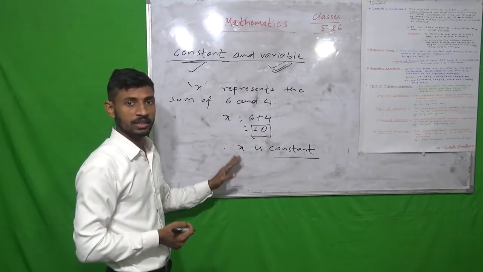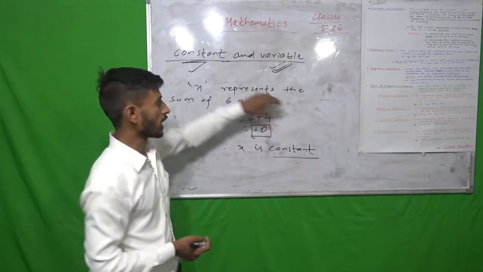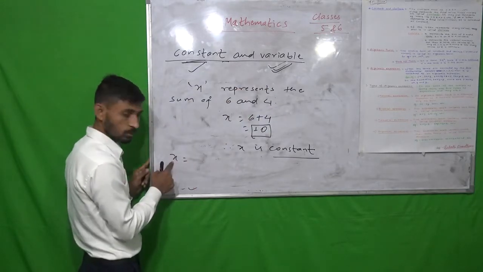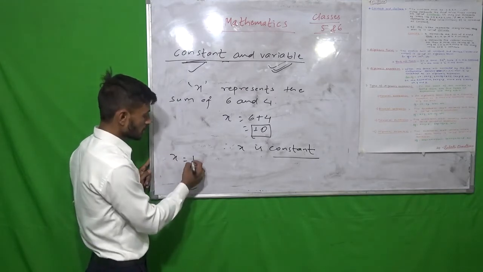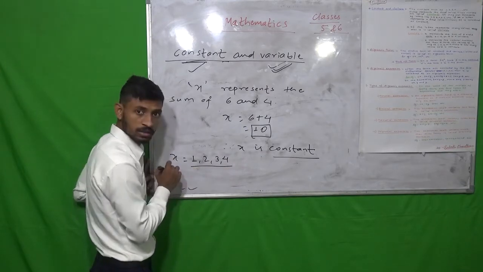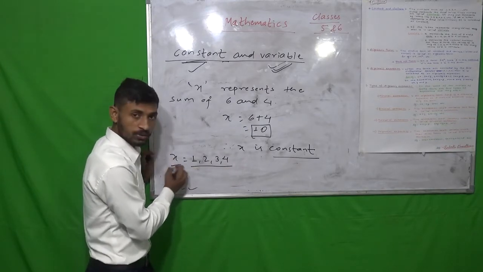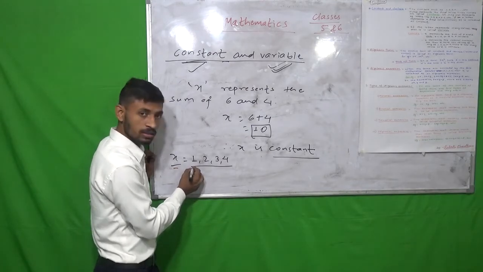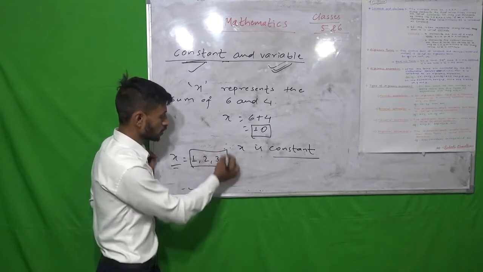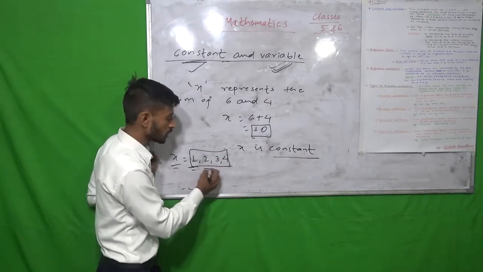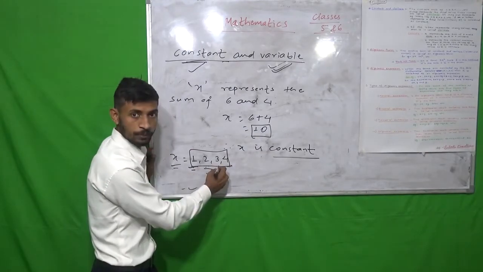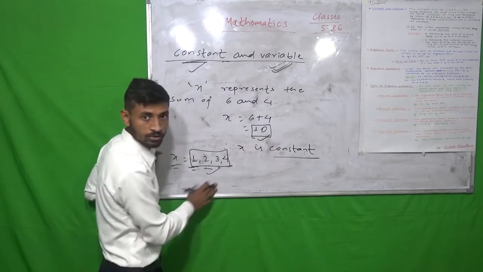If X represents the natural numbers less than 5, then X is equal to what? What does X represent? Natural numbers less than 5. So what is the value of X? 1, 2, 3 and 4. Not only 1 or only 2 or only 3 or only 4. 1, 2, 3, 4. It has 4 values.